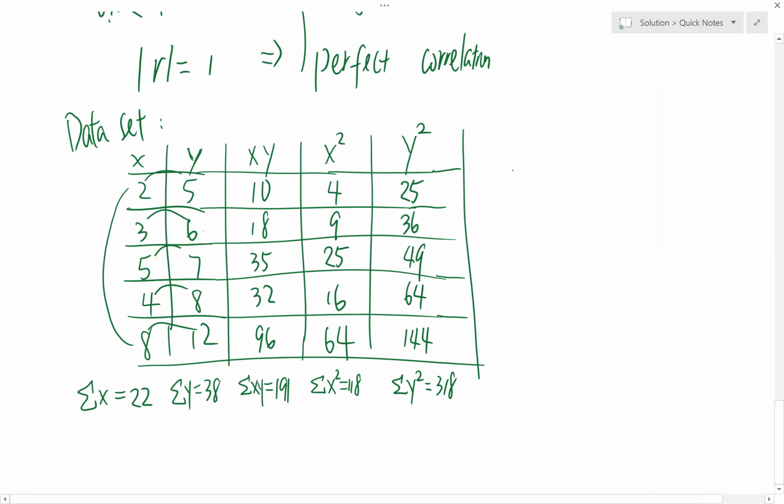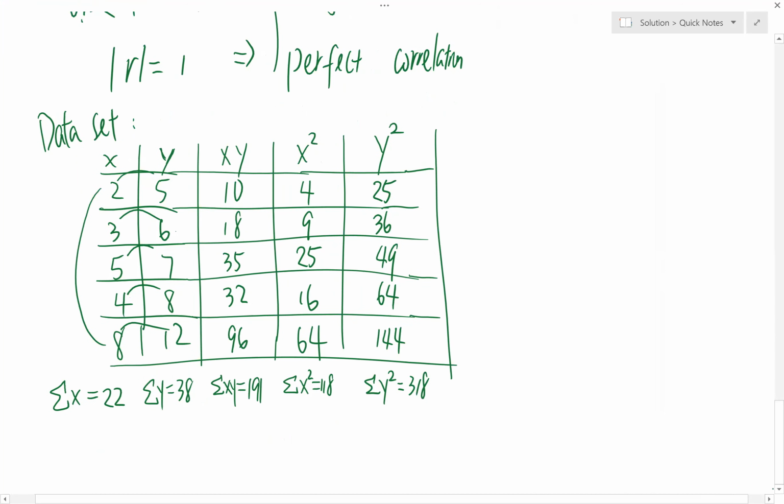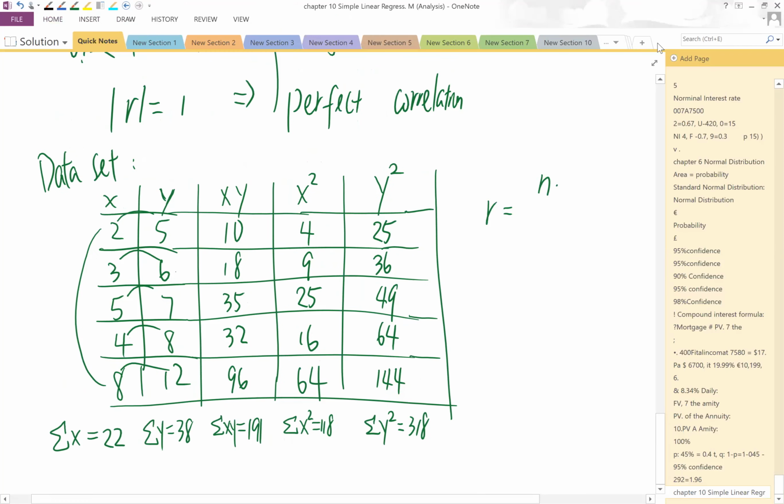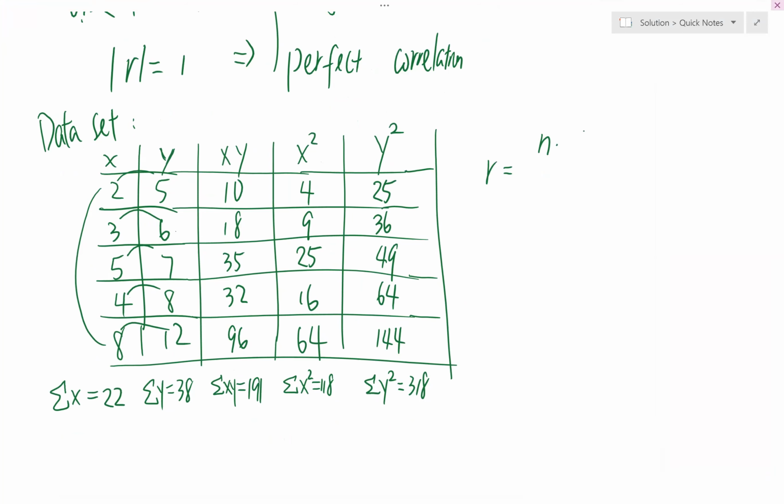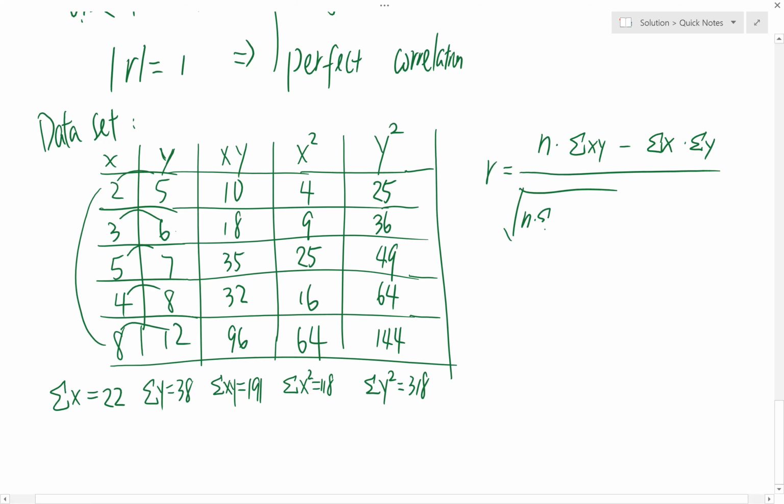So next thing is applying the formula. Okay. So the formula is R equal to n times summation of xy, total of xy. I just copy the formula from the formula sheet, right? You can also do that. Summation xy minus summation x times summation y. Okay, that will take a numerator, and denominator is the square root of n times summation x squared minus summation x, parentheses squared, multiplied by another square root of n times summation y squared minus summation y squared.